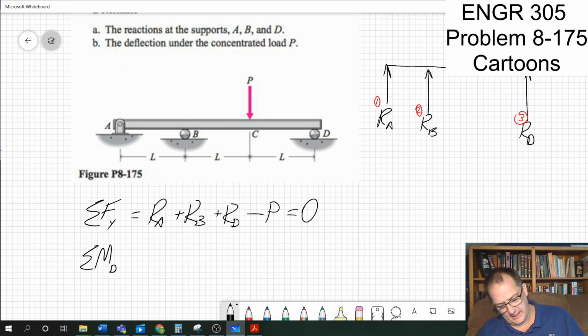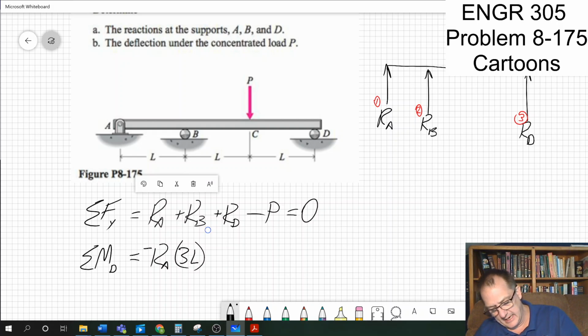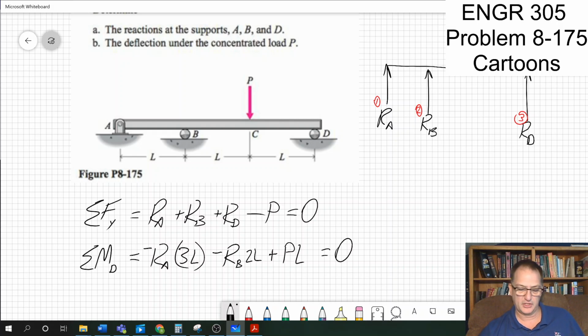We'll figure that out. Anyway, I'll write it as the sum of the moments about D, which is the reaction force at A times 3L. But now, what's the sign? That's going to be negative. And the reaction force at B times 2L, and then minus. Sorry, that's a minus, and it's plus P times L is equal to 0. That's that equation.